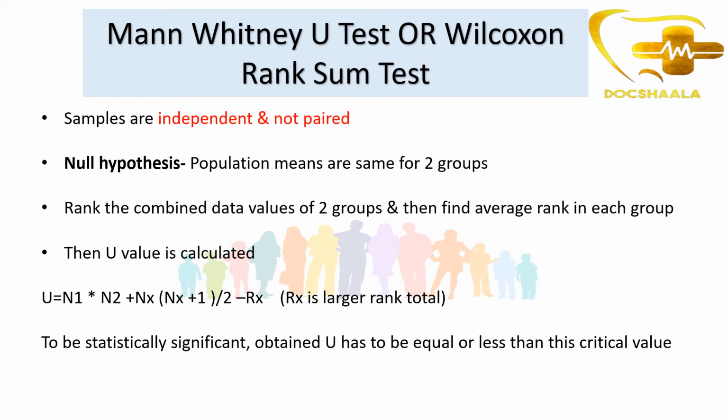Now let us see the Mann-Whitney U test or Wilcoxon rank sum test. Samples are independent and not paired. Population means are the same for the two groups. Rank the combined data values of the two groups and then find the average rank in each group. Then the U value is calculated. To be statistically significant, U has to be equal to or less than the critical value. We'll see what it is with an example.